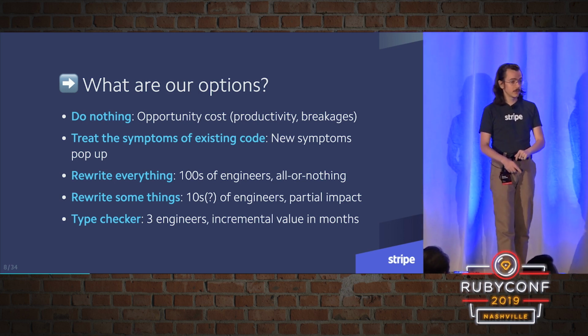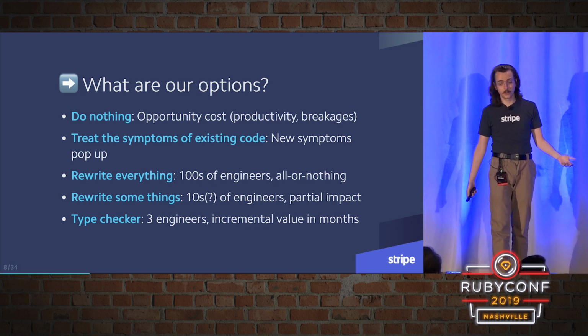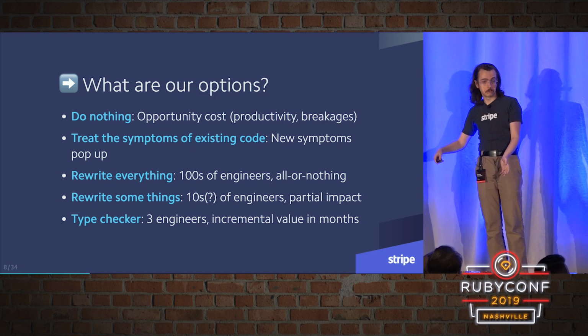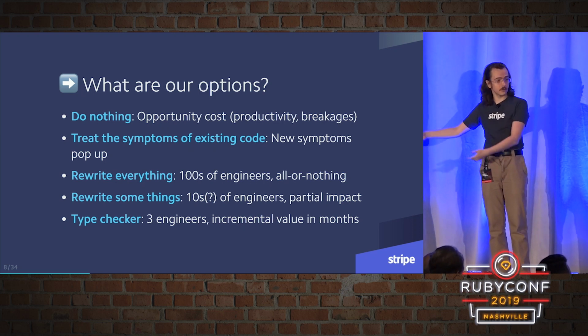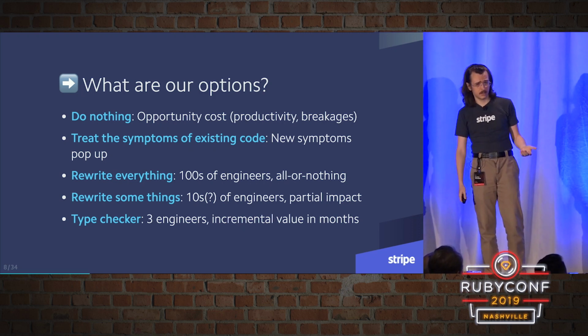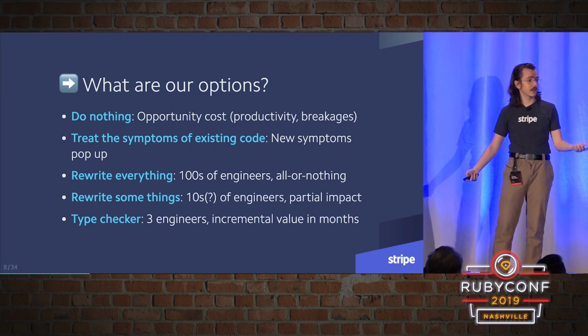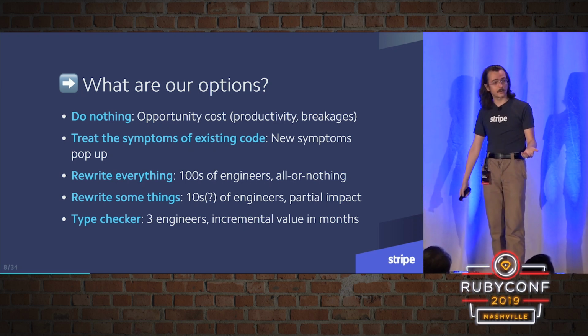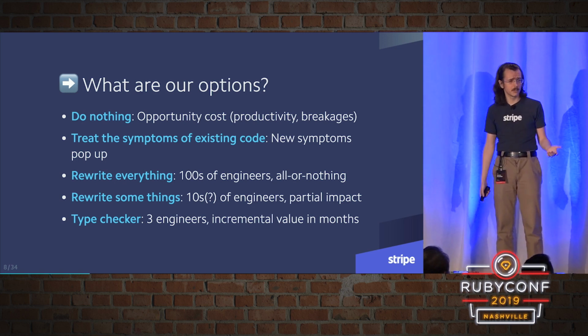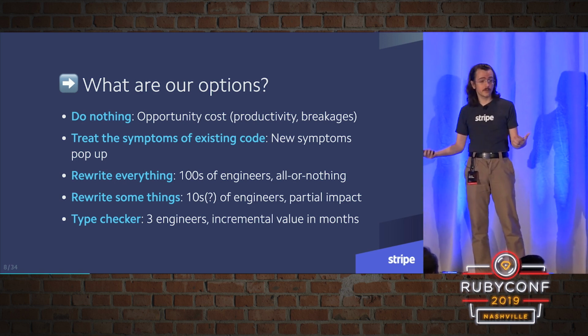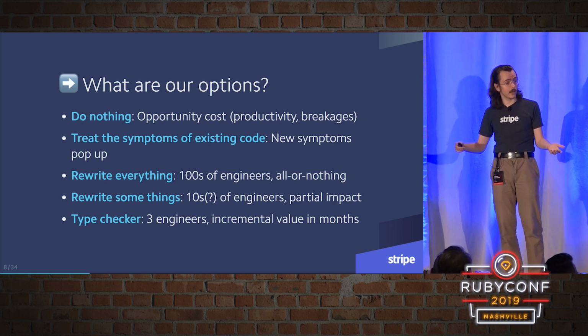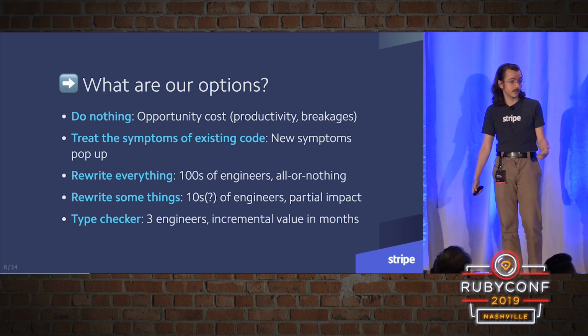Another option was to just declare bankruptcy and rewrite the thing, to make it perfect from the start. This is a high risk. We'd have hundreds of engineers rewriting our product. During that, we'd have to maintain both of them. And maybe it will succeed or fail, and it's all or nothing. It either entirely succeeds or entirely fails, so it's a high risk.